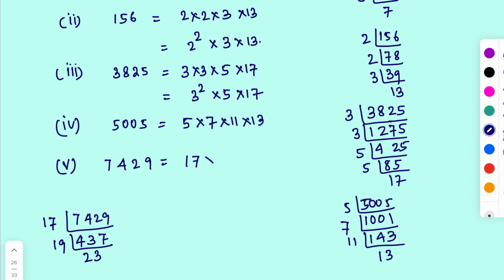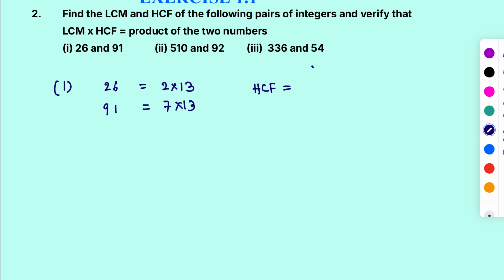So HCF is the highest common factor. Highest common factor meaning we have to take the lowest power of the common factors present in the two numbers. The common prime factor is 13. We have to take the lowest power. Here it is 1, here it is 1, both are the same, so we can take it as 13 to the power 1, that is 13.